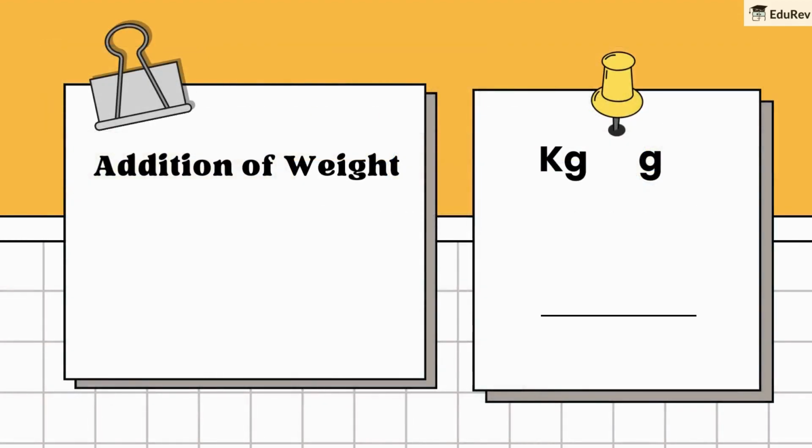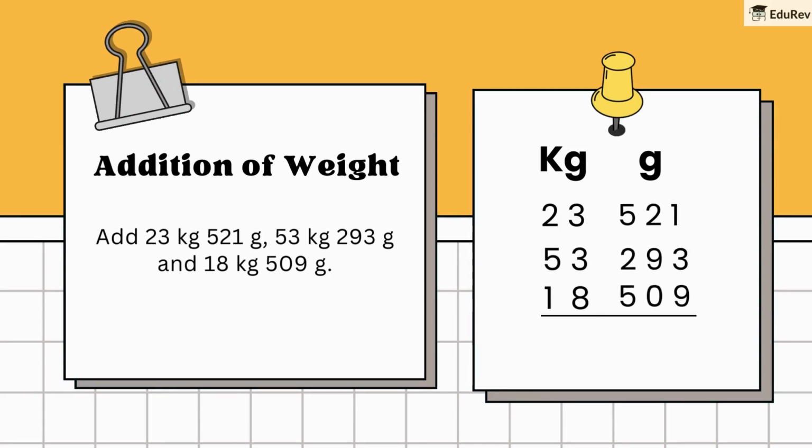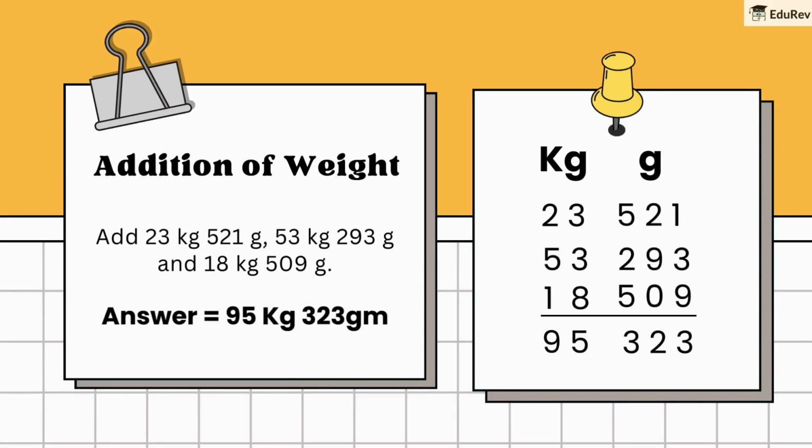We can add values of weight using simple addition. Let us add 23 kilograms 521 grams, 53 kilograms 293 grams, and 18 kilograms 509 grams. Arrange it so that kilograms are written under kilograms and grams under grams. So the final answer becomes 95 kilograms 323 grams.